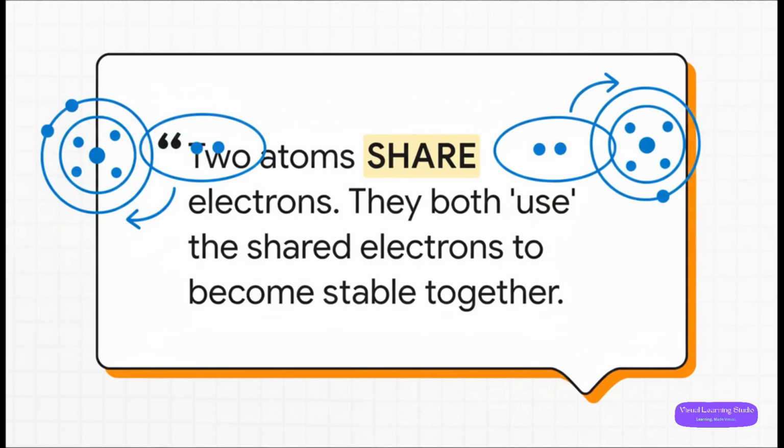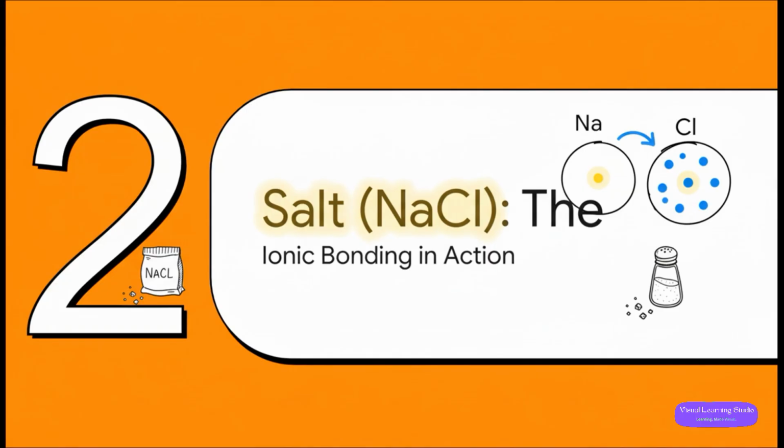And yup, you guessed it, that is a covalent bond in a nutshell. Instead of a transfer, two atoms decide to share their electrons. They form a partnership, a team, where both of them get to use those shared electrons to become stable. It's all about cooperation.